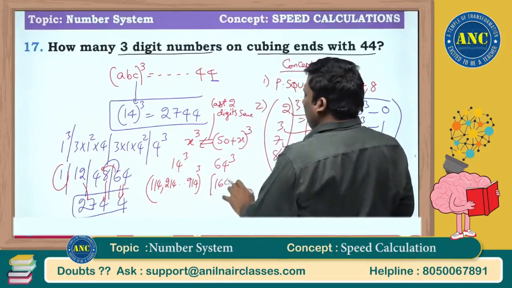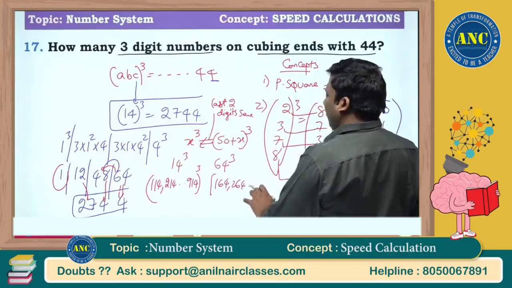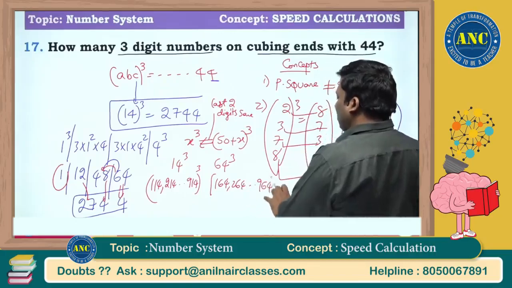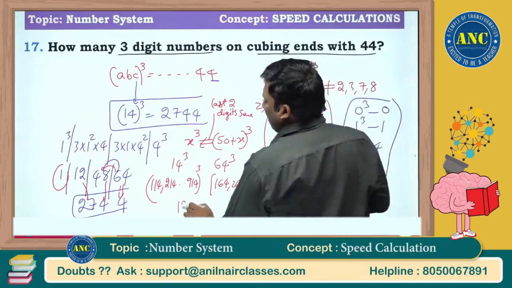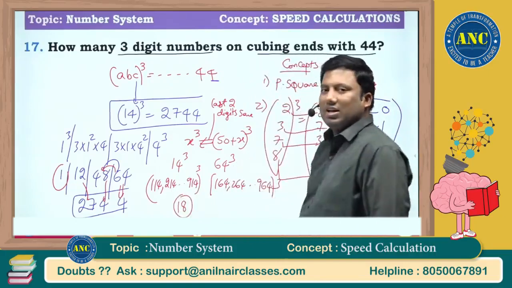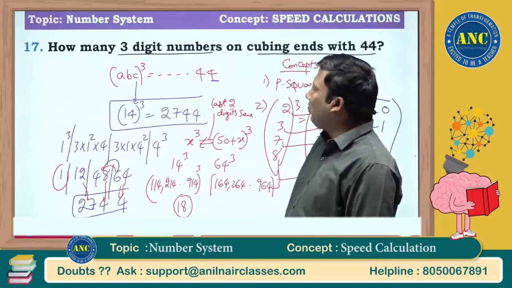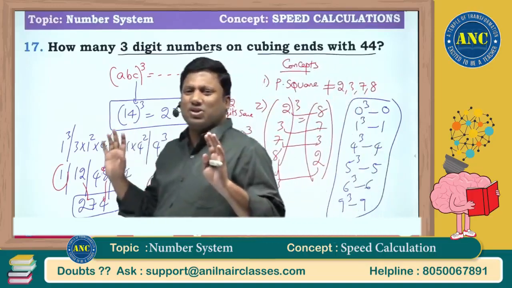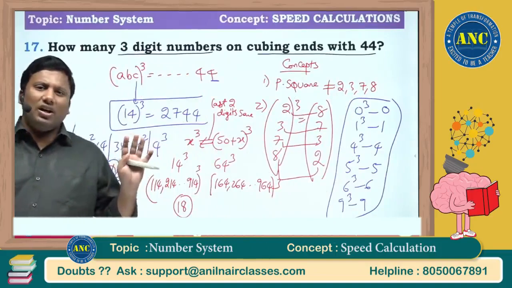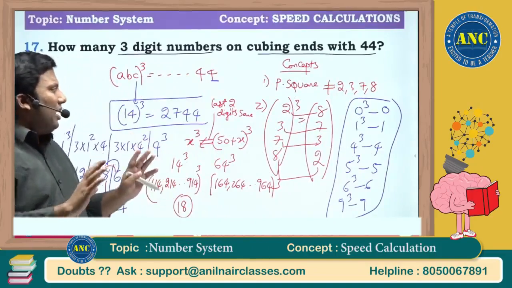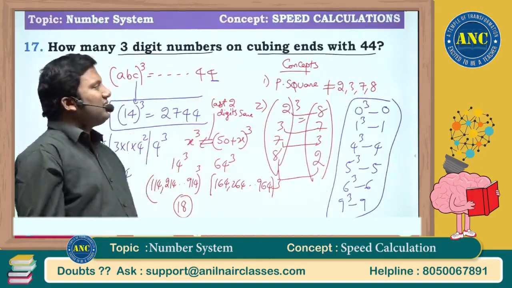This can be 164, 264 and so on up to 964. 9 plus 9, total it will be 18. How many 3-digit numbers on cubing end with 44? It's a very easy question. People say that it's an advanced level question, but if you know the logic, you can solve it in less than 1 minute.